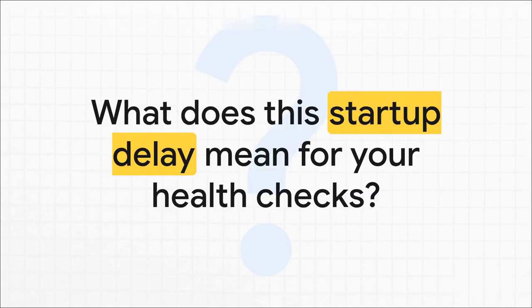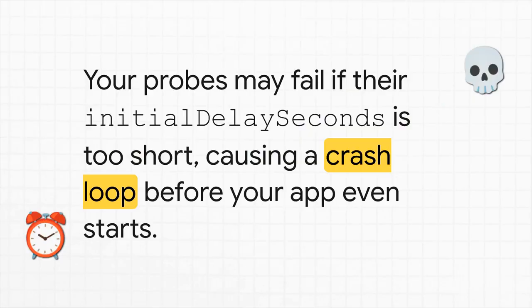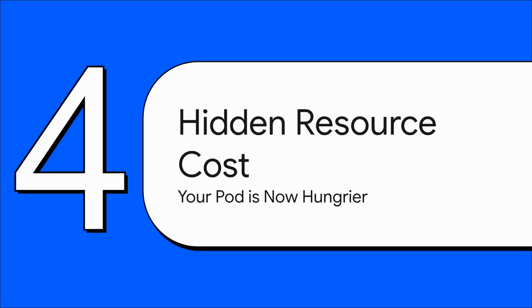So, what does that do to your health checks? It means this. If your readiness probe still has an initial delay of just 5 seconds, Kubernetes is going to start poking your app before the sidecar is even ready to handle the traffic. The probe fails, Kubernetes thinks your pod is broken, and it kills it. Congratulations, you're now in a crash loop, all because you didn't give the bodyguard enough time to get its boots on. Okay, so there's the startup delay.